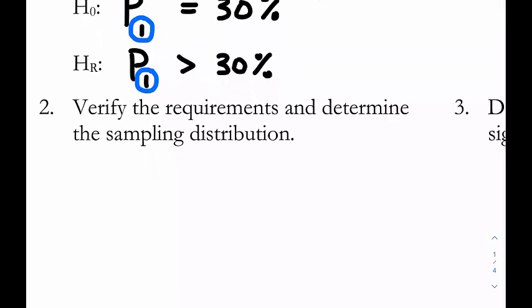Now that we have that established, we can go ahead and look at the requirements and then determine the sampling distribution being used. So let's outline that number 2, part A, the requirements.